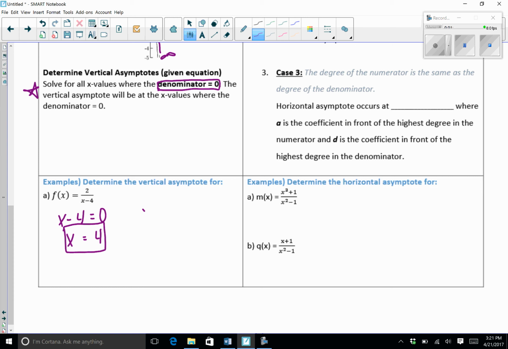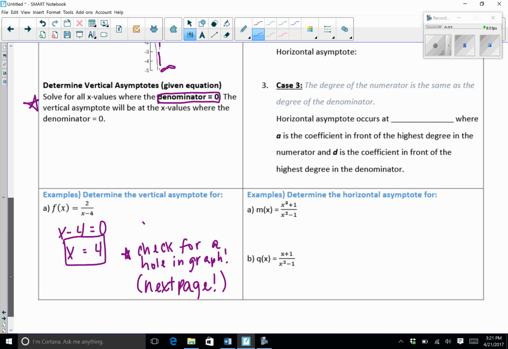Now the reason that I say "could be" is, put a little note here, you always have to check for a hole in the graph. We're not going to do that here because on the second page we actually review the steps on how to check for a hole. But I do want you to make a note that once you find that vertical asymptote, you have to check that it's actually an asymptote and not just a hole in your graph.